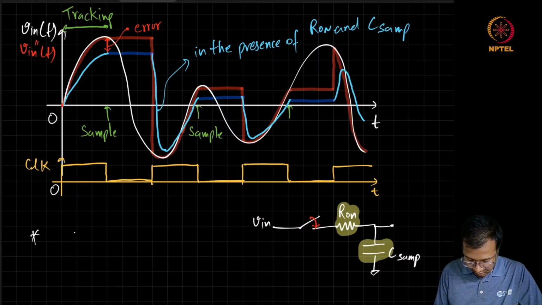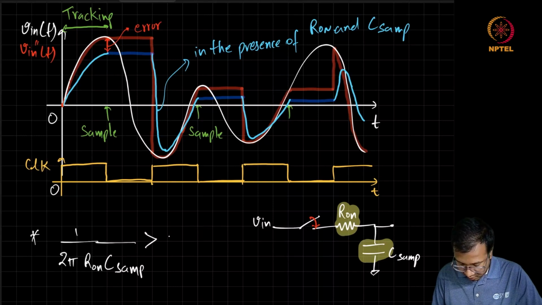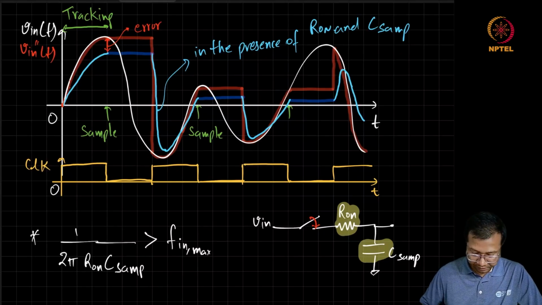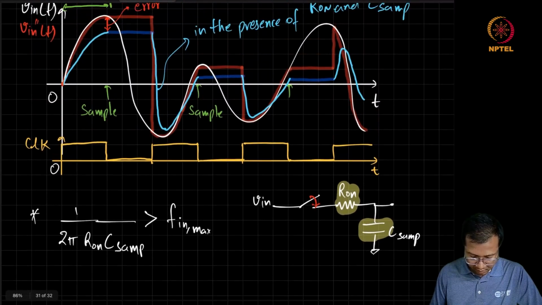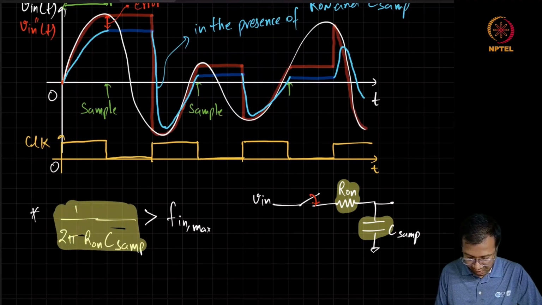Another way to say this: 1 by 2 pi R on C sample is much higher than the maximum frequency of the input signal. And this parameter here is also called the tracking bandwidth. So we say that the tracking bandwidth has to be much higher than the maximum frequency of the input signal.